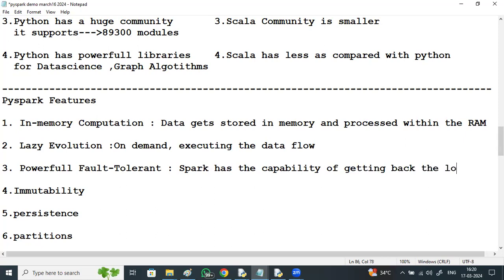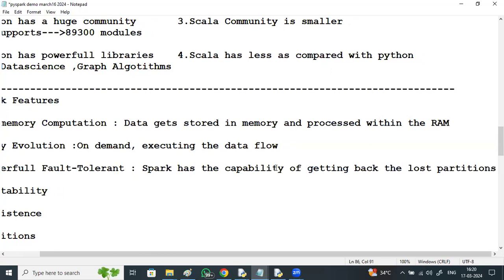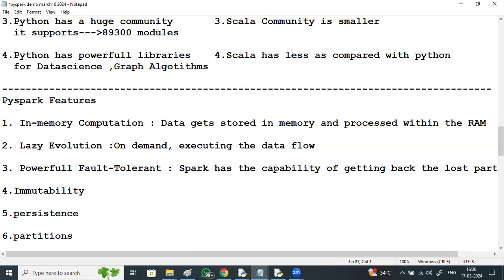Back the lost partitions. Here, data is divided into partitions and the partitions are distributed across the RAMs of multiple worker nodes. Suddenly, if any worker node goes down, there is a data failure, right? So Spark has the capability of getting back the lost partitions also, right?